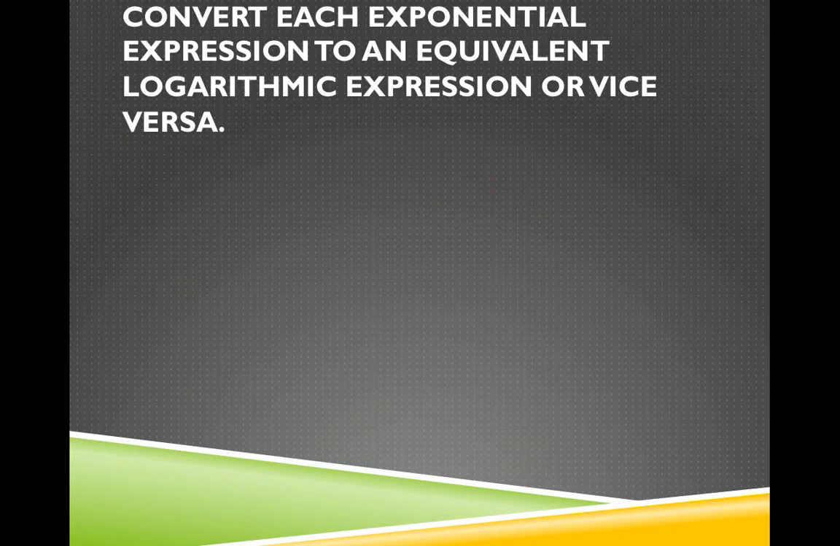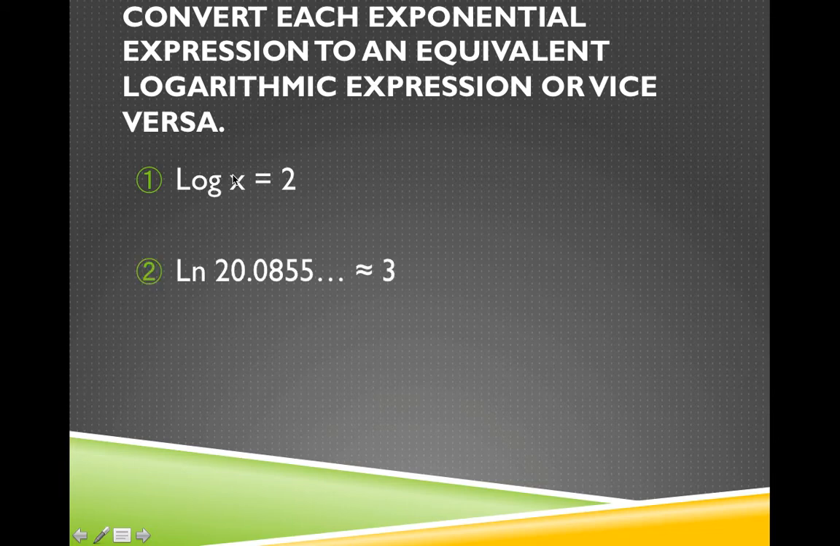Now we're going to convert each exponential expression to a logarithmic expression and vice versa, using our common log and our natural log. This is log. The base is understood to be 10. So this is 10 to the second is equal to x. This one is ln. That's the natural log. The base is understood to be e. So e to the third is about 20.0855.